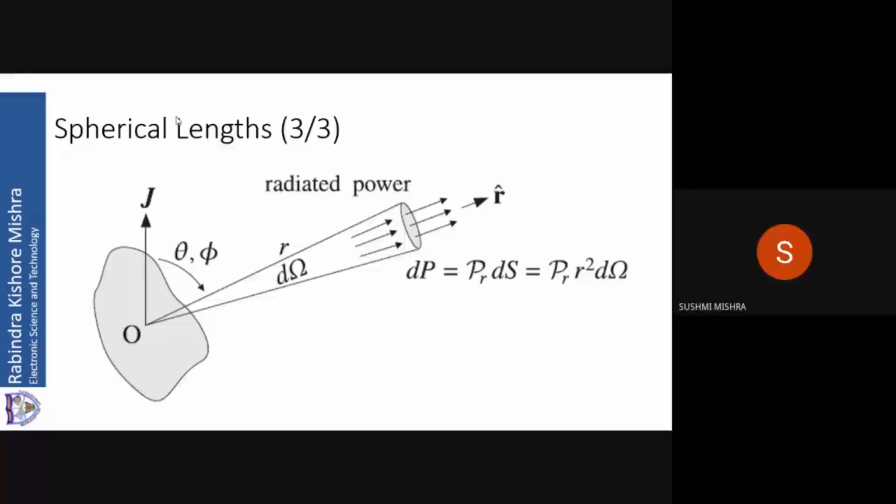If I know the solid angle, then the power coming out of that solid angle, the radiated power, will be dP, which is PR ds, that is equal to PR r square d omega, because ds is equal to r square d omega. This is what we are going to use later as we progress in our course. Not today, but later. Remember this, dP is equal to PR ds, which is PR into r square d omega. So if we integrate both the sides, we will get the total power.